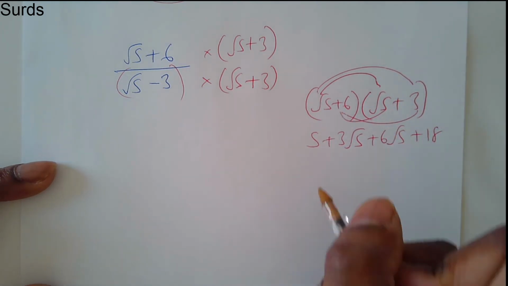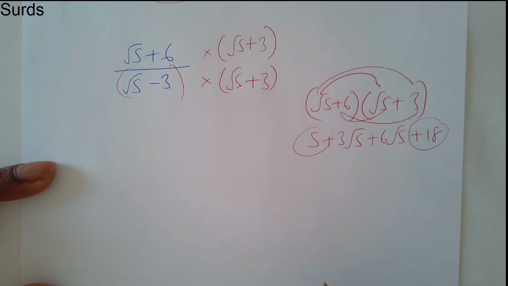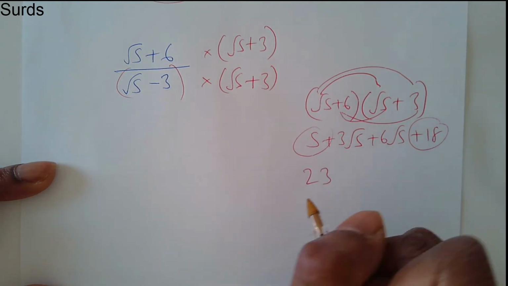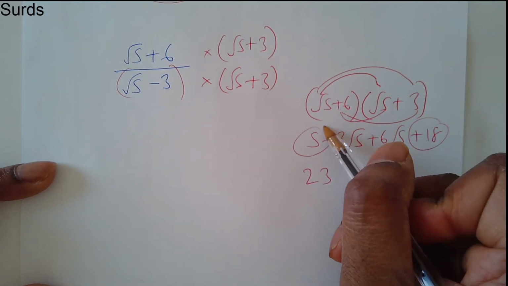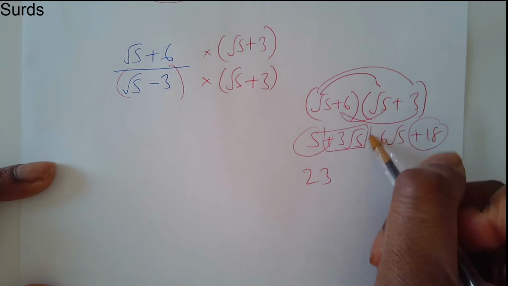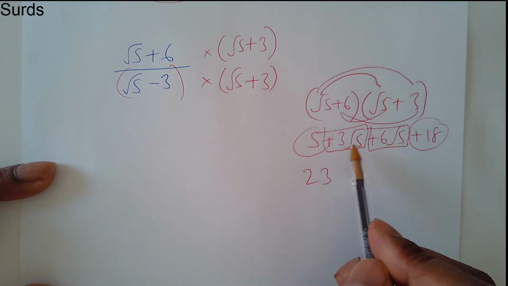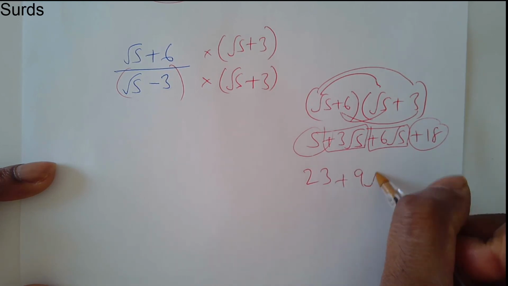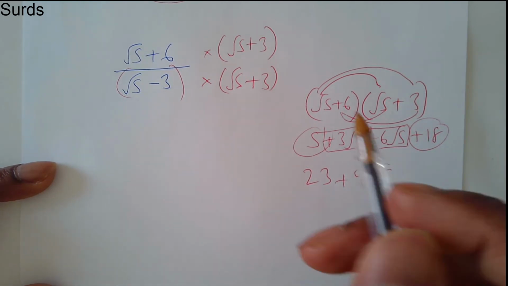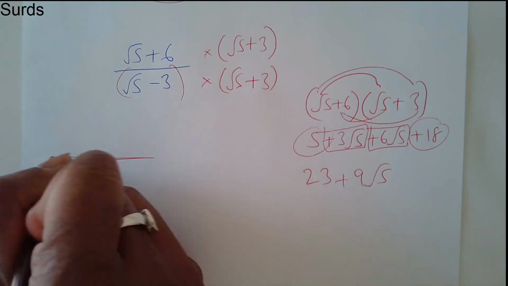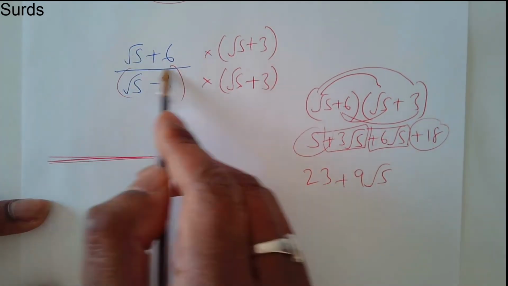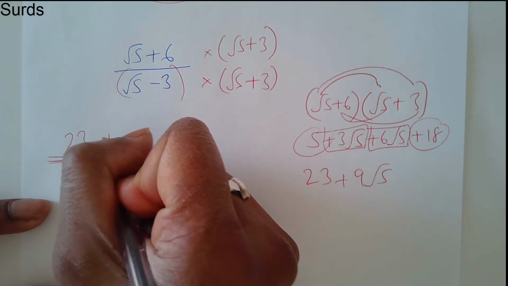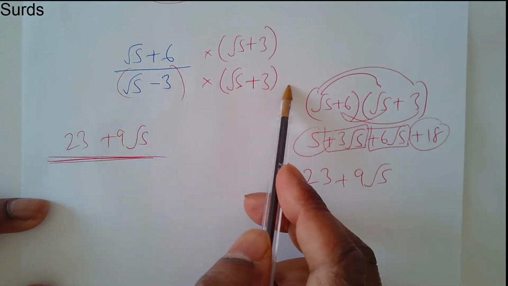Now collect like terms. You've got 5 plus 18, that's 23. And then you've got 3 root 5 plus 6 root 5. 3 lots of root 5s plus 6 lots of root 5s makes 9 lots of root 5s. So the numerator becomes 23 plus 9 root 5. Right, now deal with the denominator.